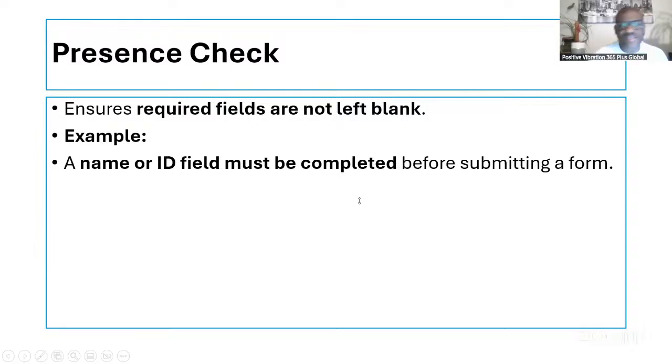Cool. Next, then we have something called presence check. Now, most online forms have this one, where it simply ensures that you do not leave the form or that particular space blank. You have to enter something inside of it. Here's an example. A name or ID field must be completed before submitting a form. All right. Sometimes we do that when we are doing online exams. We make it mandatory that you have to choose an answer before you can click submit or before you can move on. So that is presence check at work.